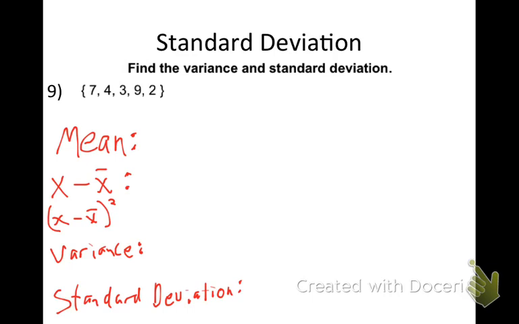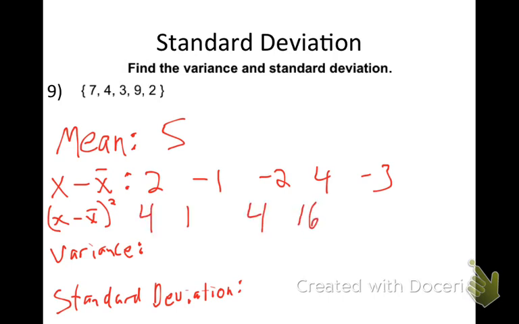Let's look at this here. The mean is, what do we say? The mean is 5. And then I find x minus x bar, so I get 2, -1, -2, 4, and -3. And then I square those, so I get 4, 1, 4, 16, and 9.